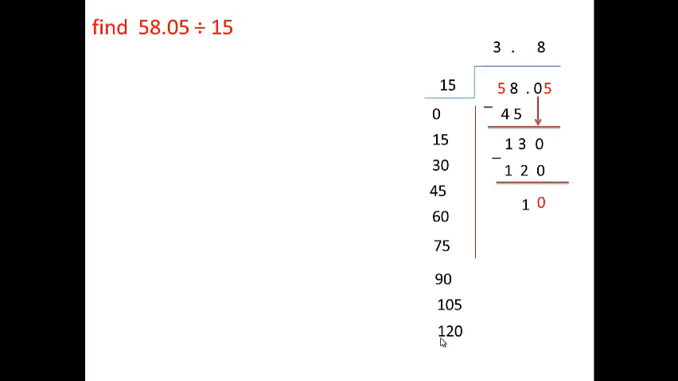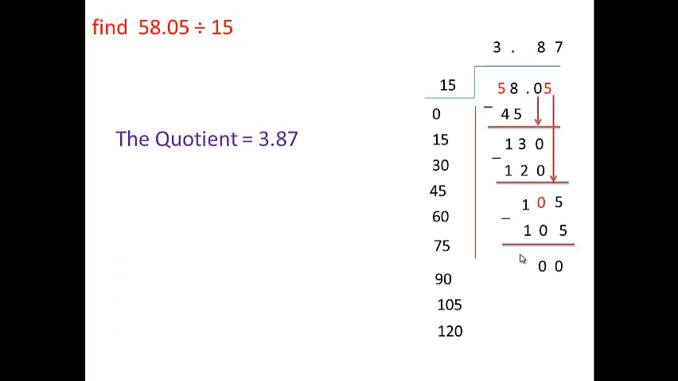We have now 10. Drop the next digit, 5. We have 105. Yes, we have here exactly 105. But at which number? 0, 1, 2, 3, 4, 5, 6, 7. At 7. And minus: 0, 0, 0, and our quotient of this problem is 3.87. We have ended this problem happily.